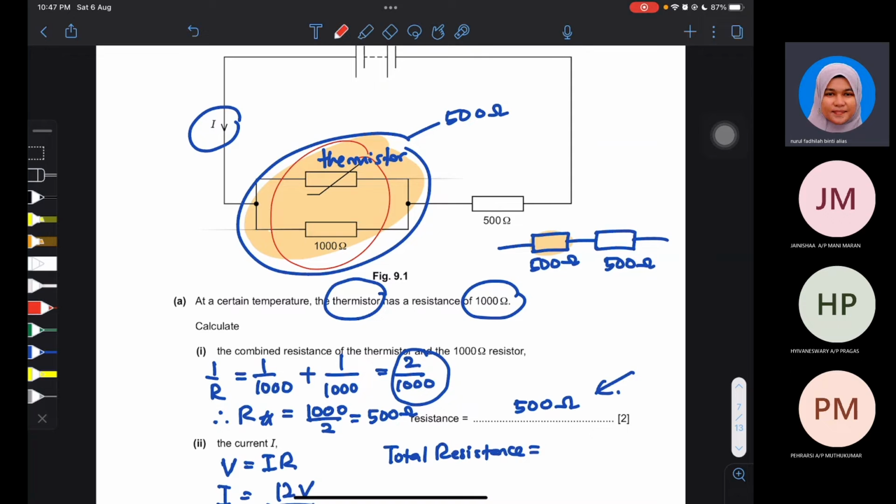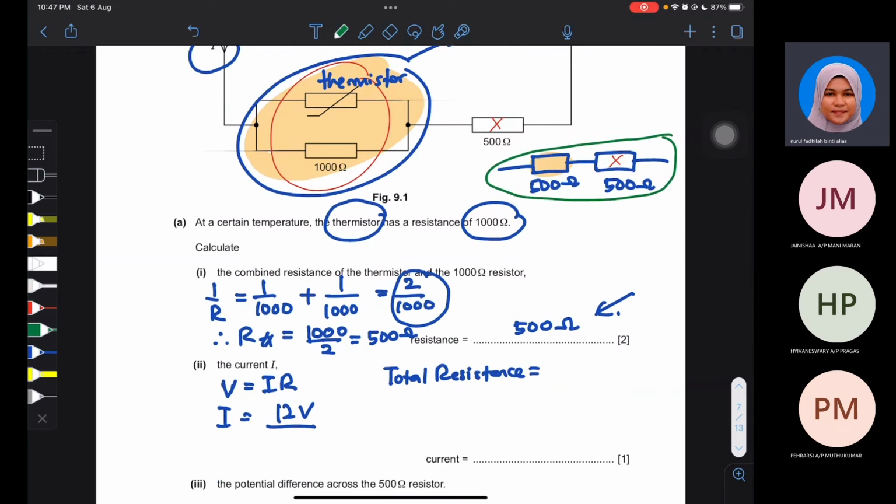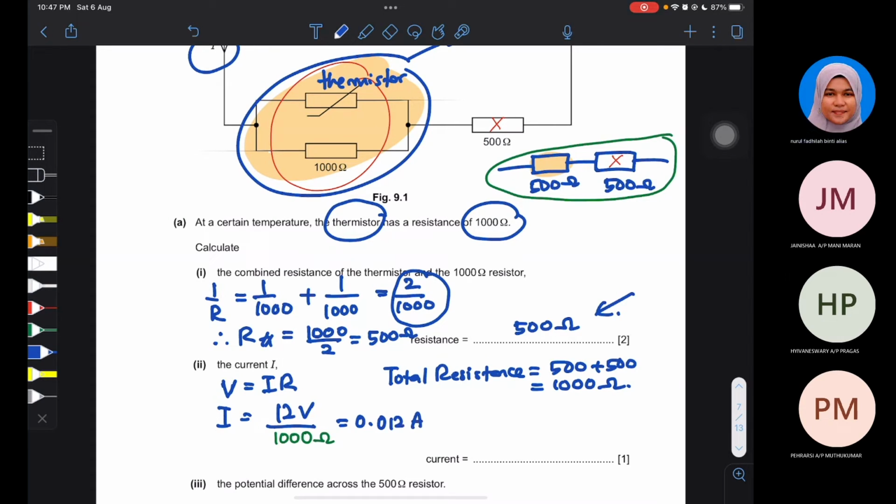And then kita ada yang ni, X ni. Jadi yang ni in series. Ya. 1, 2, 3. Pandai. So this one in series. Jadi in series kita tambah sahaja. Jadi kalau kita tambah kita dapat berapa? Kita dapat 500 plus 500, that's 1000 ohm. Jadi sini kita bahagikan dengan 1000 sebab kita nak the total resistance. Okay, so 12 divide by 1000 kita dapat 0.012 ampere.